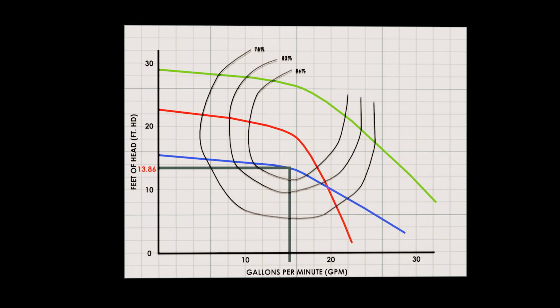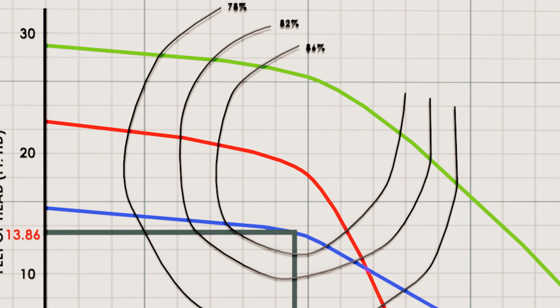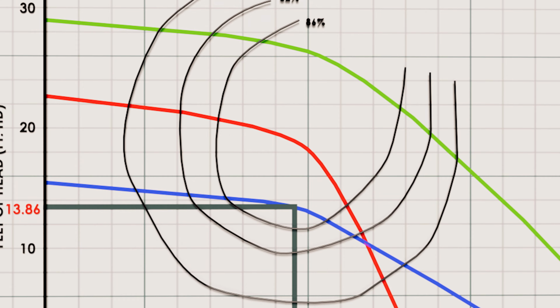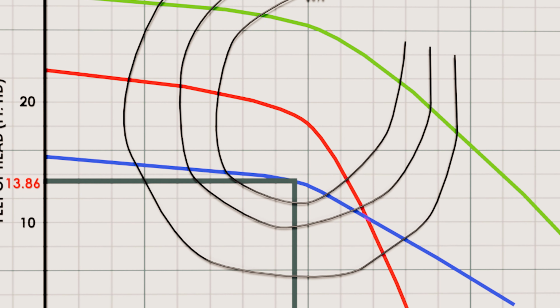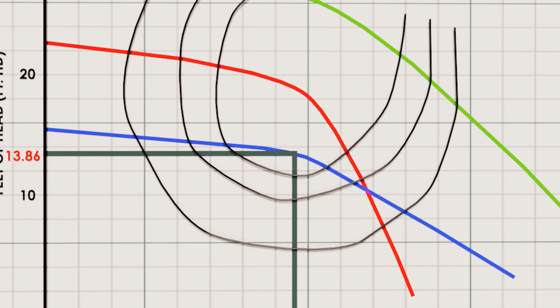We use the efficiency curves to determine how much of the energy we're putting into the circulator is being converted to flow. Our desire is to select a circulator that intersects our impeller curve at the highest efficiency possible. This is generally in the middle or knee of the curve as it begins to drop down toward the flow line.